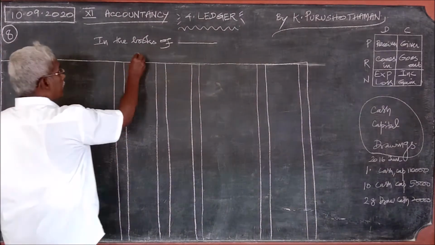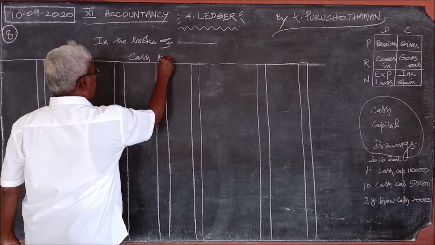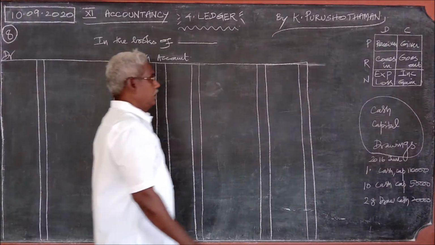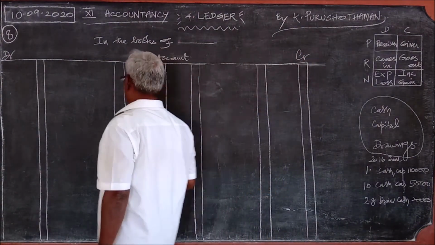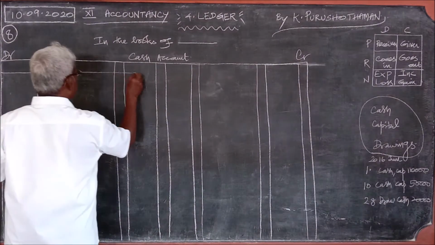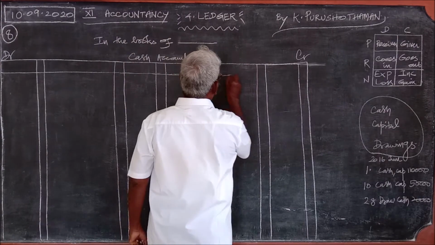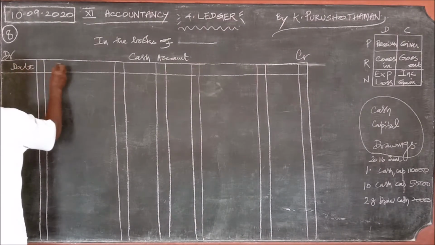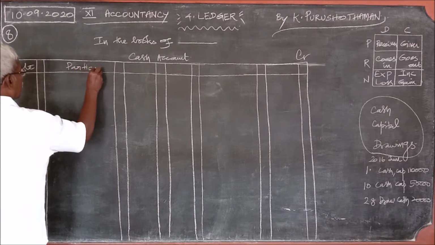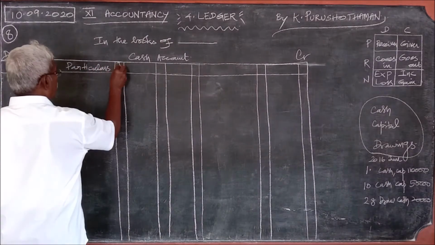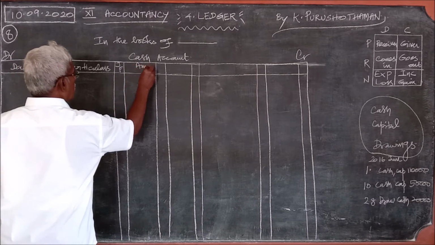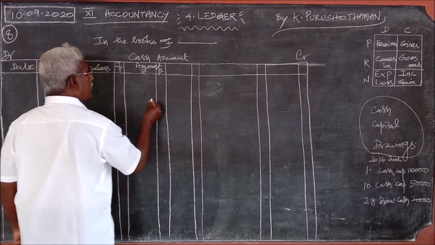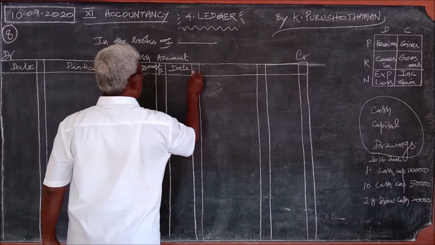The first ledger is the cash account. On the left hand side corner, debtor, and on the right hand side corner, creditor, and the headings: date, particulars. This is a ledger, therefore journal folio, amount, rupees. The same on the right hand side, the credit side also.